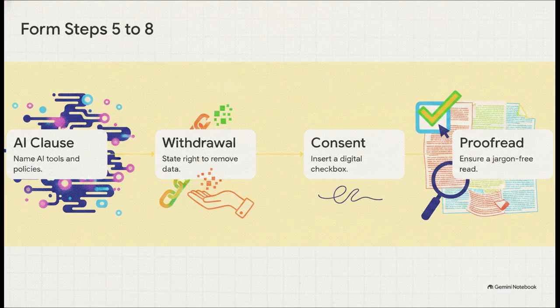And finally, Step 8, proofread for plain language. So the absolute crucial point here is this. You must replace any remaining legal or technical jargon with wording that an average respondent can understand in under 2 minutes. Stripping out that heavy, intimidating legal language is what actually empowers the participant to give genuinely informed consent. Look, if they can't understand it, it's not informed, period.